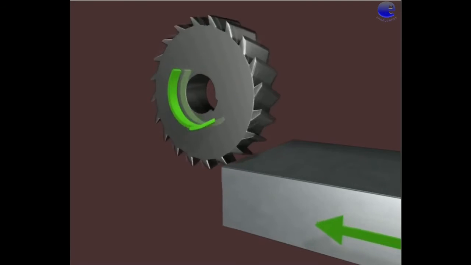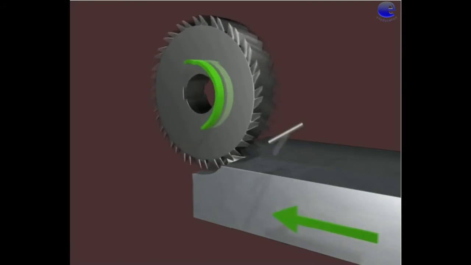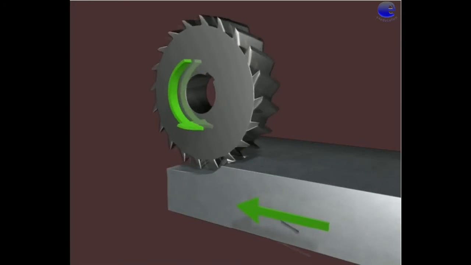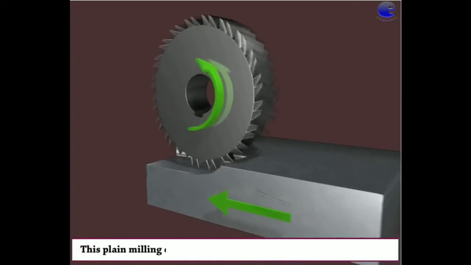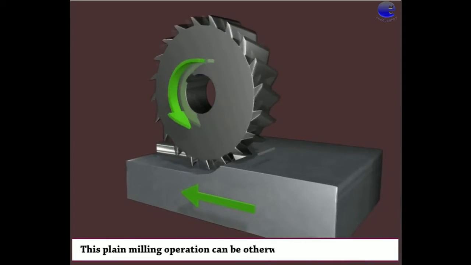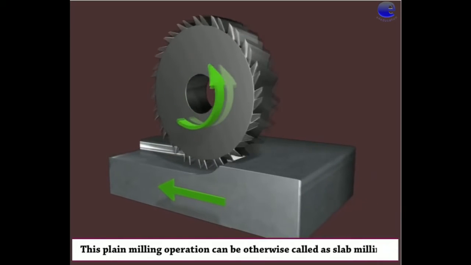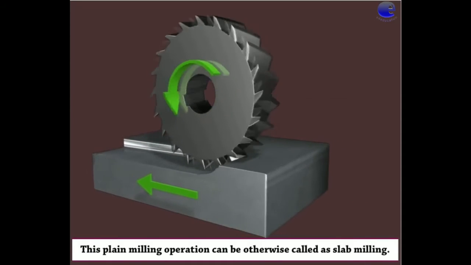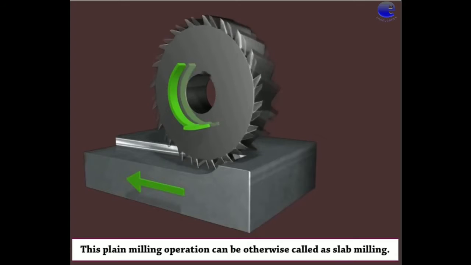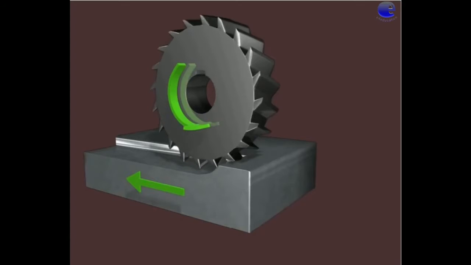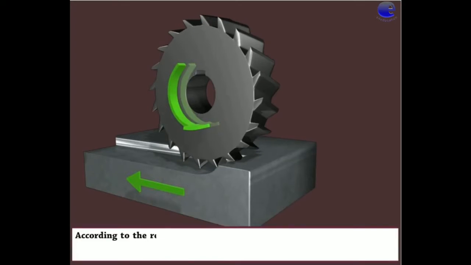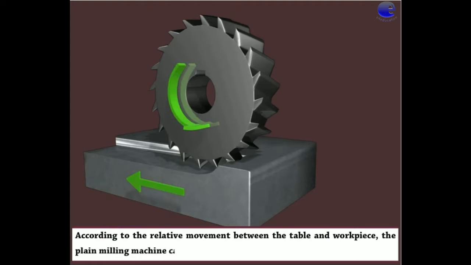As you see in the diagram and in the video, this plane milling operation can otherwise be called slab milling. According to the relative movement between the table and the workpiece, plane milling can be classified as up milling and down milling.